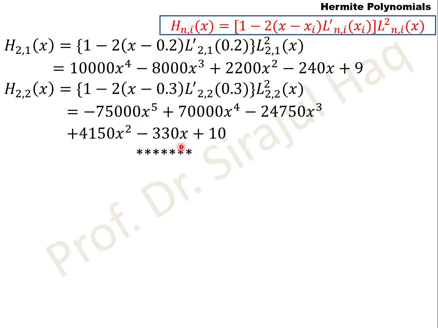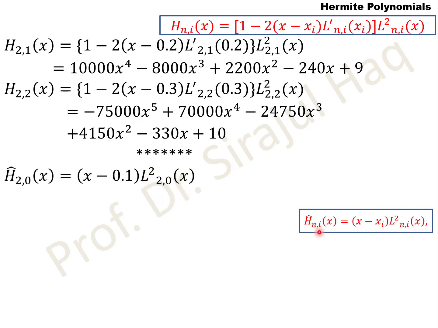We computed the values of h2,i. Now let's come to the h hats. h hat n,i is given by this relation. The value of n is equal to 2, i is equal to 0, 1, 2. We have to find out h2,0 hat, h2,1 hat, and h2,2 hat. These are the values we have to find out.